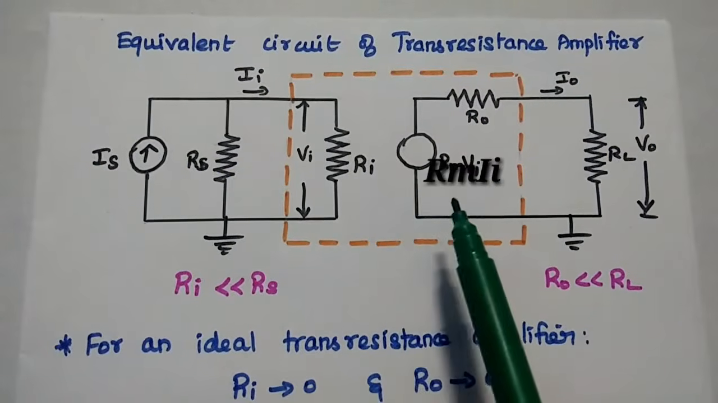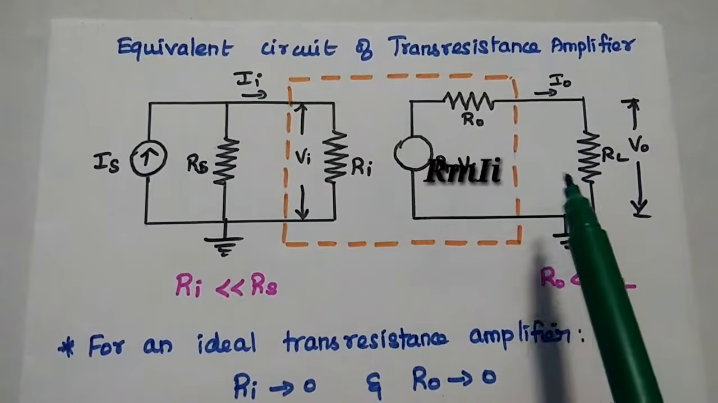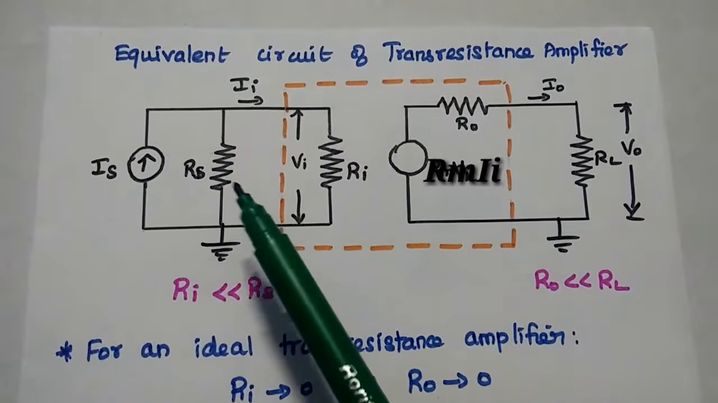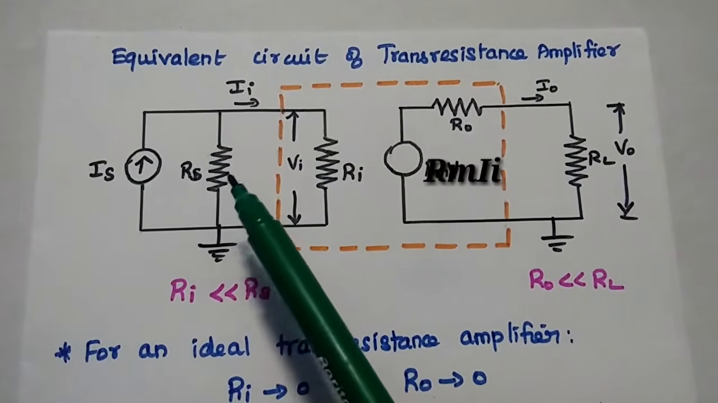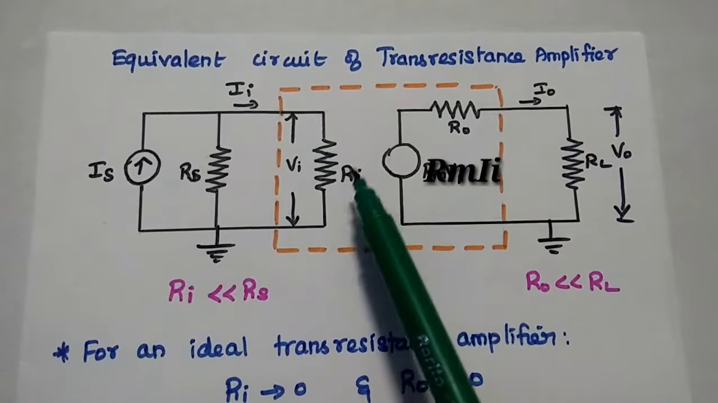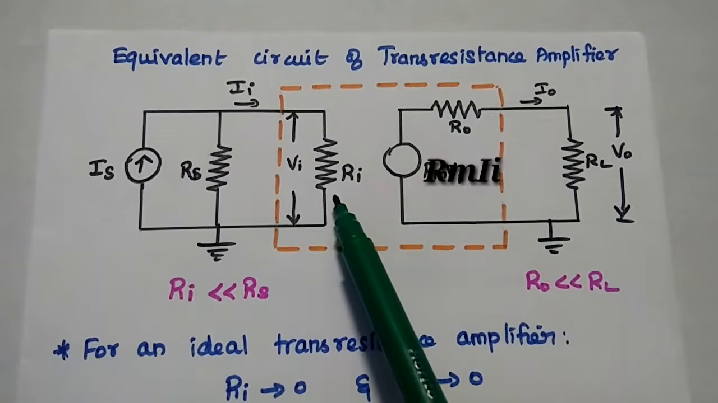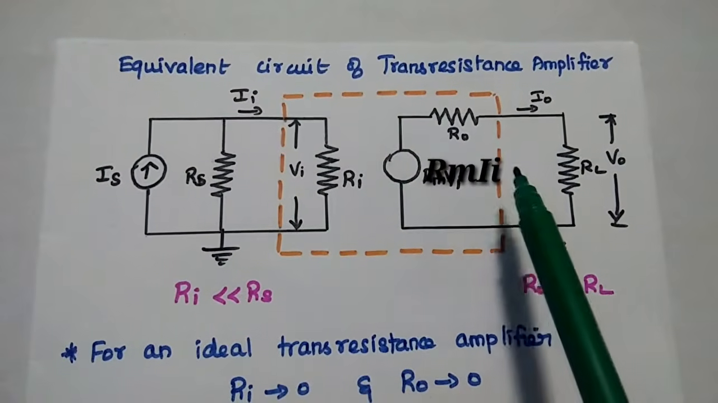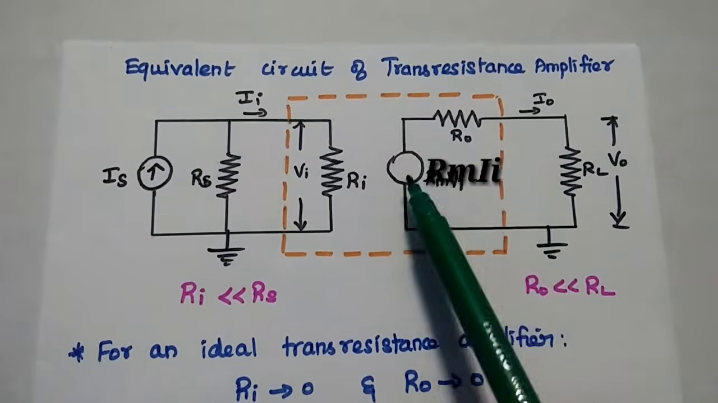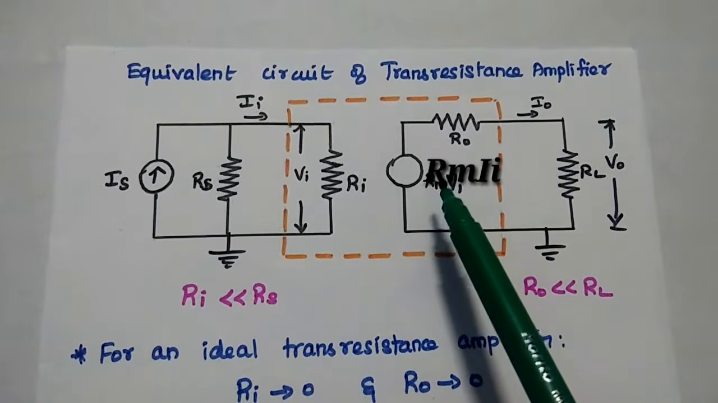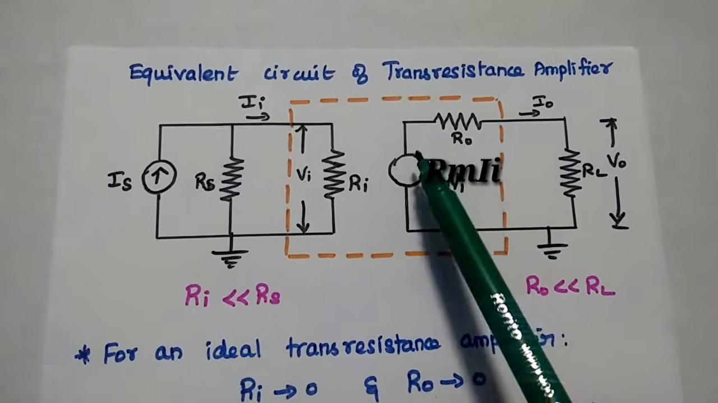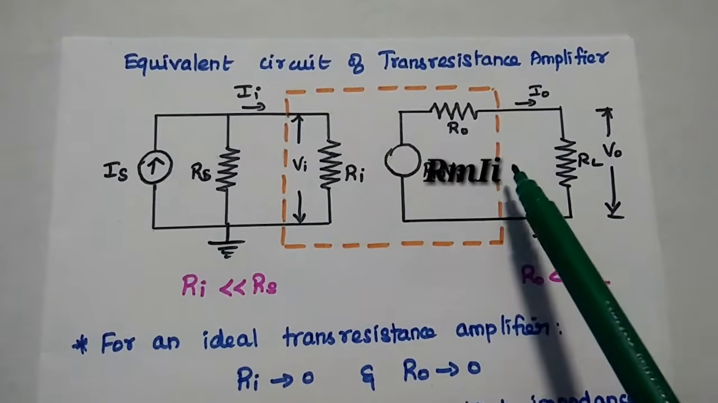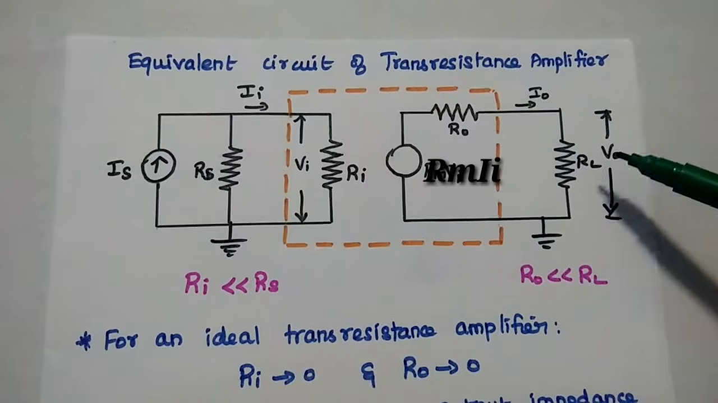This is the equivalent circuit of the transresistance amplifier. Here the input is a current signal, so we can use Norton's equivalent circuit, the current source in parallel with the source impedance. And that amplifier can be represented as the input impedance Ri and output impedance RO. Here the output is a voltage signal, so we can use Thevenin circuit, that is Rm Ii, the output from this amplifier, in series with RO. Do you all understand this? Input is current, output is voltage. Then we have RL.